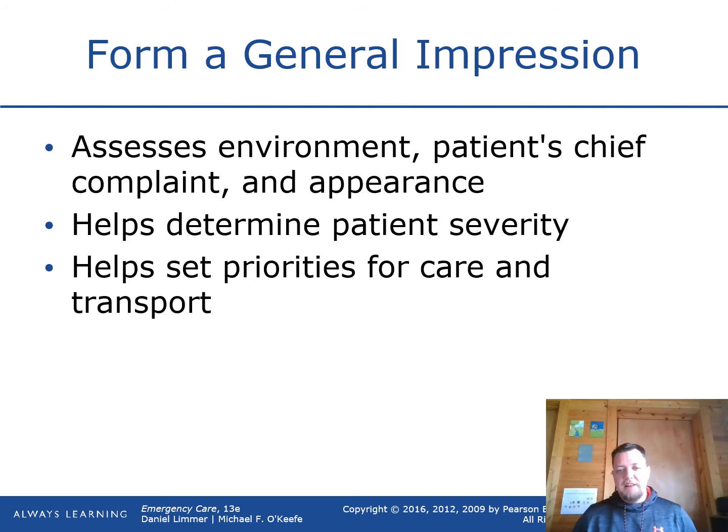And then their appearance. So their appearance is what we're looking at for how well do they look? Do they look sick? Do they look okay? Are they pale? Are they diaphoretic? Are they in obvious distress? All of those things go into our general impression. Okay, and again, this helps determine our patient's severity, and it helps set priorities for care and transport.